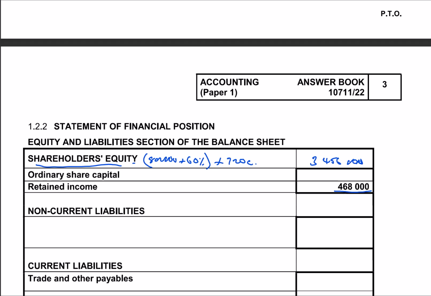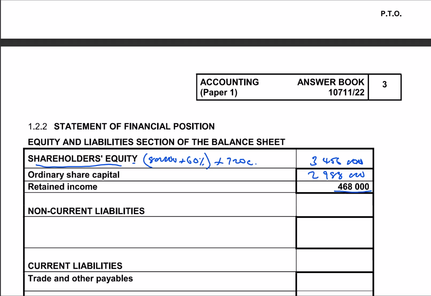Right, that's 3,456,000. Then our ordinary share capital. Remember, this is ordinary share equity, shareholders' equity. That is ordinary share capital plus retained income. Then our ordinary share capital will be this 3,456 minus retained income, that's minus 468,000. That's 2,988,000. Right, that's our ordinary share capital.